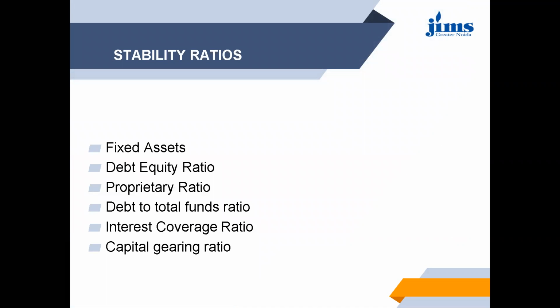Now stability ratios also tell us about the solvency position, but they tell us about the long-term solvency position of the firm. Like in the previous lecture, we have discussed the financial ratios. In the financial ratios, we have two types of ratios, that is liquidity ratios and stability ratios. So liquidity ratios we have already discussed. Now these are different types of stability ratios. So fixed asset ratio, debt equity ratio, proprietary ratio, debt to total funds ratio, interest coverage ratio, and capital gearing ratio.